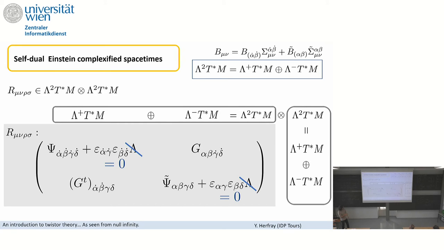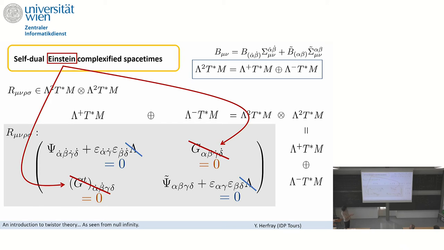Okay, just to insist, this lambda has nothing to do with this lambda, right? This is the wedge product of two forms. Sometimes people confuse them. This is the wedge product of two forms. This is the cosmological constant, which is zero. And this off-diagonal component is the Ricci tensor. I'm going to impose that it's Einstein, so these pieces are zero.